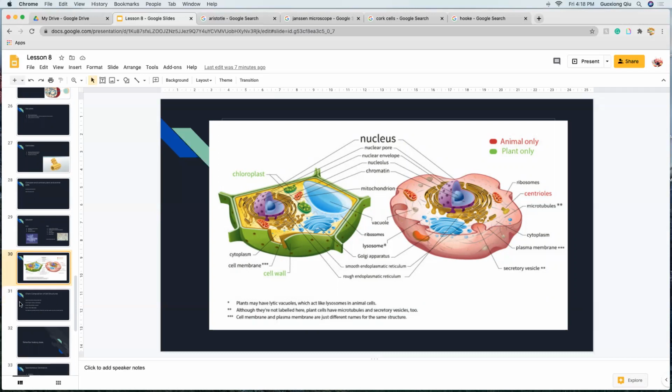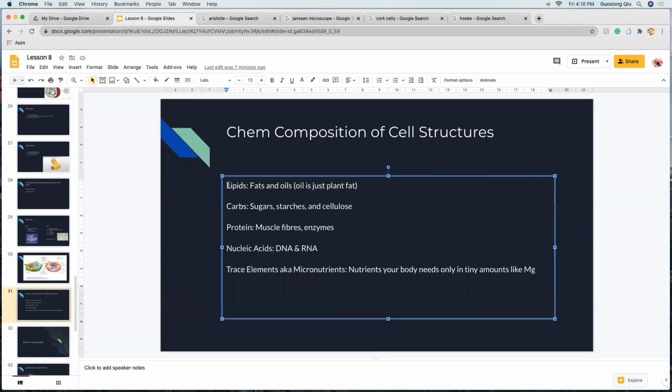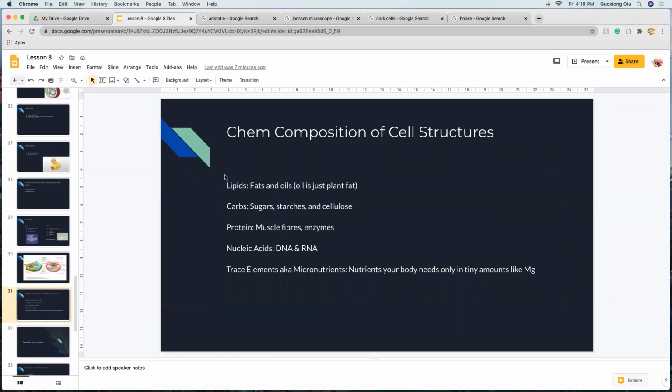Okay, moving on. The chemical composition of cell structures. So cell structures contain lipids, which is fats and oils. These are terms, by the way, that you will need to know. Lipids, fats, and oils, where oil is just plant fat. Carbs are sugars, starches, and cellulose, where if you decide to keep going with bio and take biotin, you'll learn that sugars, starches, and cellulose are like the same thing, but not. Starches are essentially a bunch of sugars combined, and the cellulose is a bunch of sugars / starches combined.